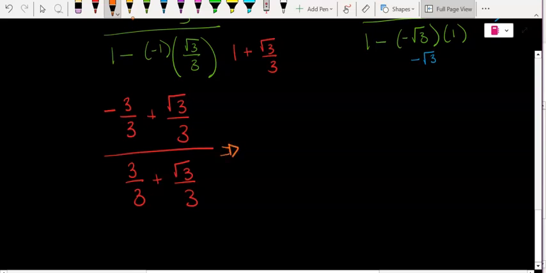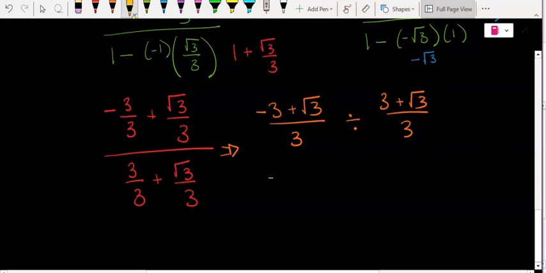But I'm going to take care of my numerator here. I'm going to add them together. So that's going to get me negative 3 plus the square root of 3, all divided by 3. And then I'm going to write divided by, and I'm going to write it over here as 3 plus square root of 3 divided by 3.